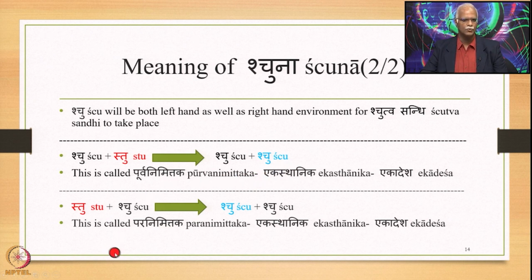Similarly, if we have stu plus shchu, this is stu and this is shchu. Stu is purva, shchu is para. Now stu is sthani or karyi, shchu is nimitta. In this case, stu is substituted by shchu and we have shchu plus shchu as the output. This is called paranimittaka ekasthanika ekadesha.